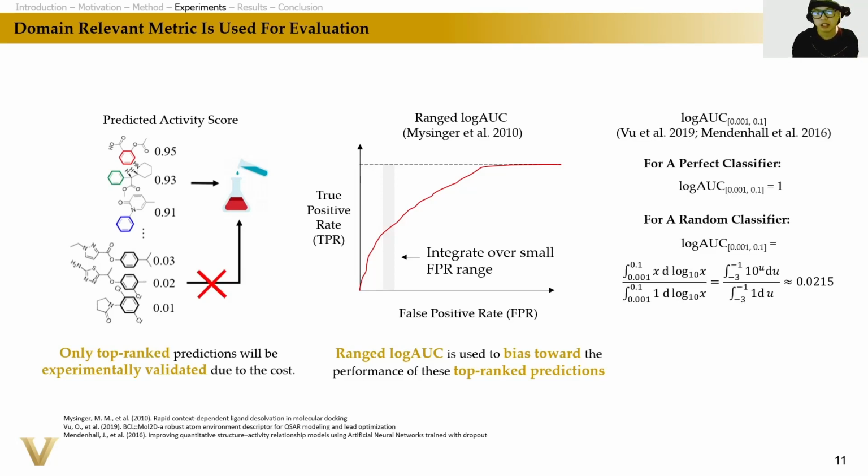And specifically, we follow previous papers by choosing the range to be 0.001 to 0.1. So for the perfect classifier, this ranged log AUC will get a value of 1. And for a random classifier, this metric will get a value of approximately 0.02.